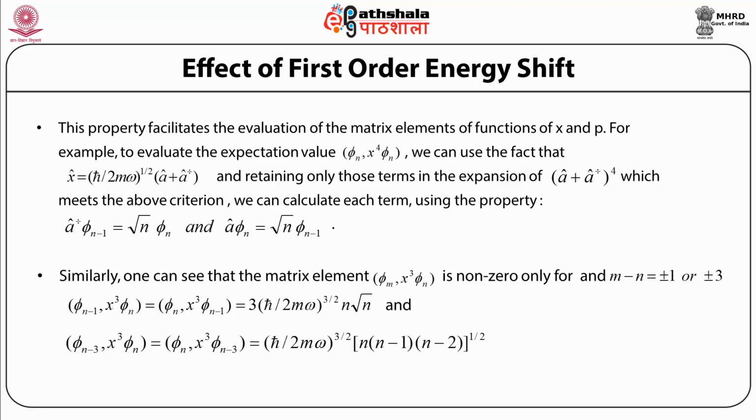Similarly, one can see that the matrix element phi m, x cube, phi n is non-zero only for m minus n equals plus or minus 1 or plus or minus 3, and phi n minus 1 x cube phi n equals phi n x cube phi n minus 1 equals 3 into (h bar by 2m omega) to the power 3 by 2 into n into square root of n, and phi n minus 3 x cube phi n equals phi n, x cube, phi n minus 3 equals (h bar by 2m omega) to the power 3 by 2 into (n minus 1)(n minus 2) to the power half.